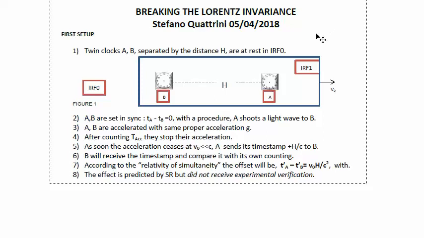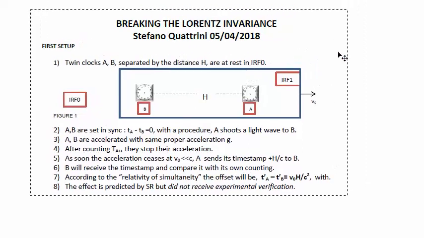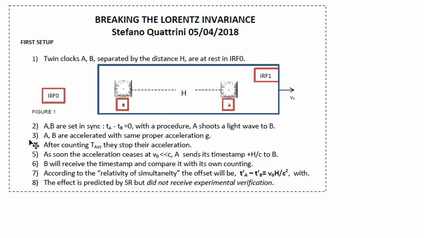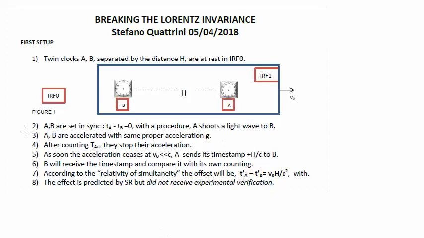Okay, let's get back into it. I'm trying to understand Stefano Quattrini's Breaking the Lorentz Invariance. Unfortunately, I don't think I'm going to get very far into this beyond step 3, where he says A and B are accelerated with the same proper acceleration g, because the implications of this are kind of broad.